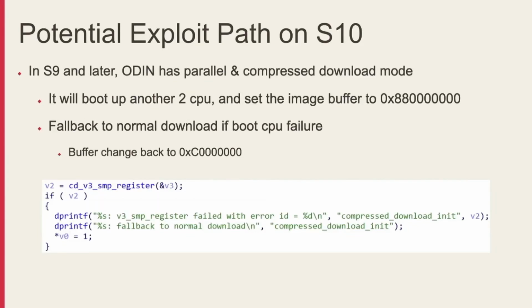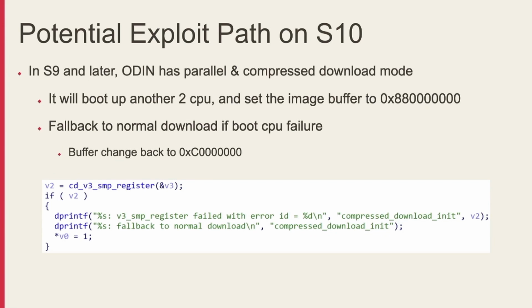In S9 and later, Odin changed the buffer location to a big address, which is behind the code segment. That is because Odin added a parallel download feature to make the transfer speed faster. To use this feature, secure boot needs to boot up another 2 CPU cores. If the core's boot fails, secure boot will fall back to normal download mode, which changes the buffer to the original location.